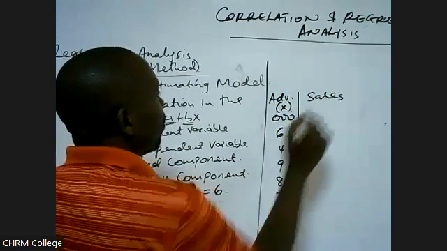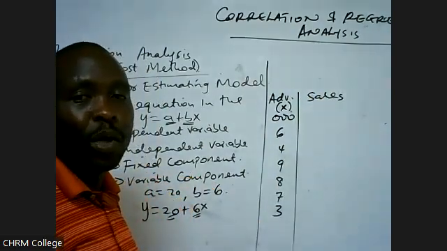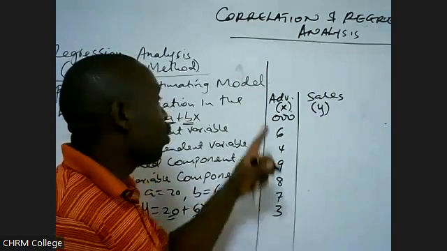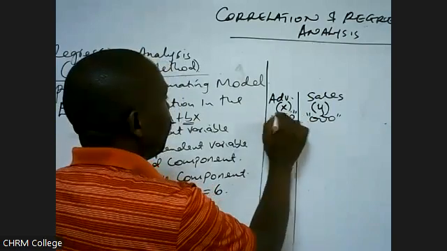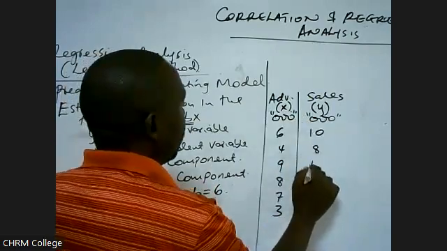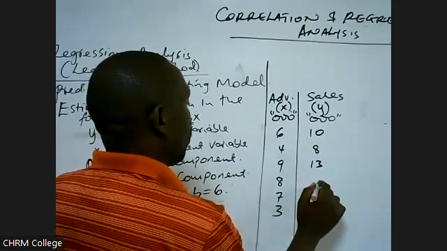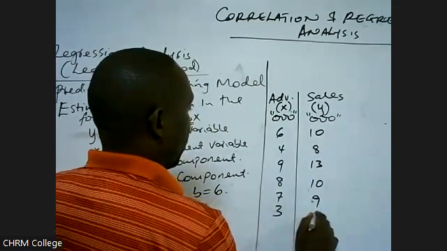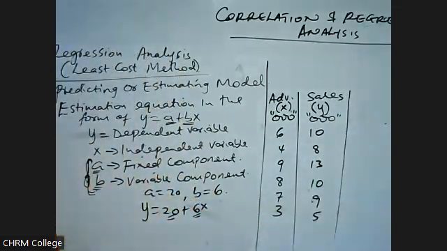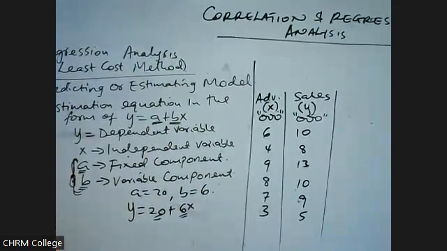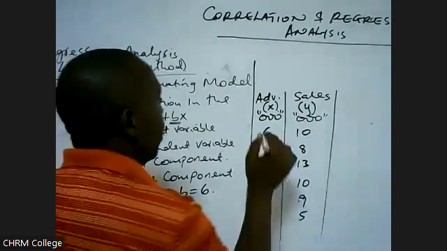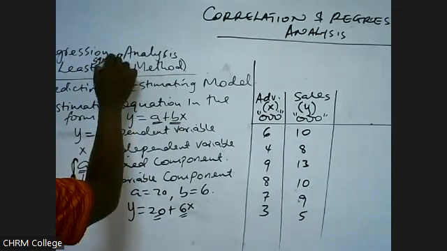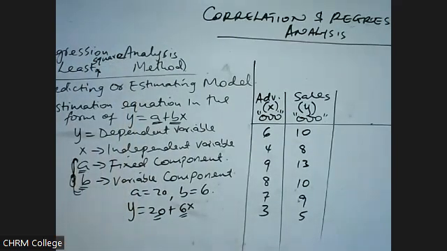Then we have sales. If we adjust advertisement, we affect sales. So it is our Y, which is known as the dependent, the one that is depending on this. It is also in 1,000 for simplification. So it is maybe 10, 8, 13, 10, 9, and maybe 5, just for illustration. And now you are told, determine the regression or the estimation equation using the least squares. This is the least squares, not the least cost. Sorry for that. The least squares method.